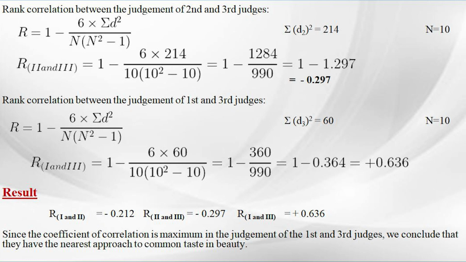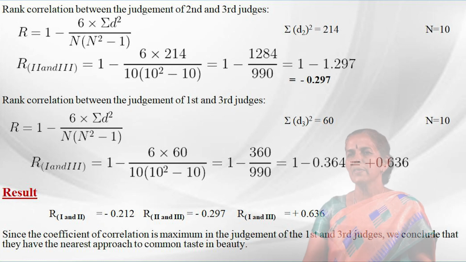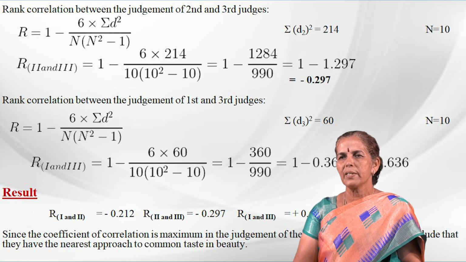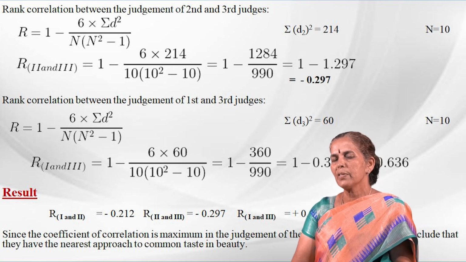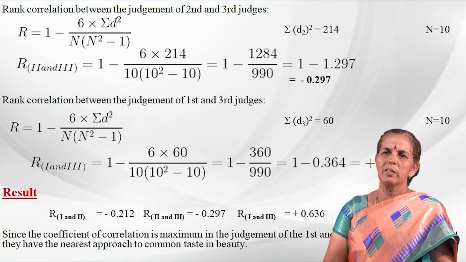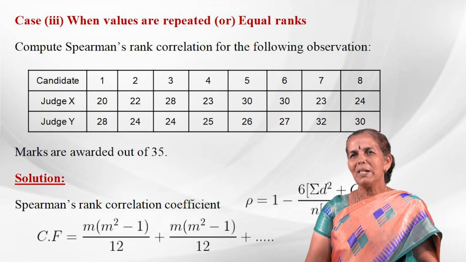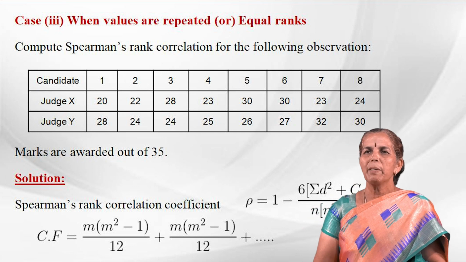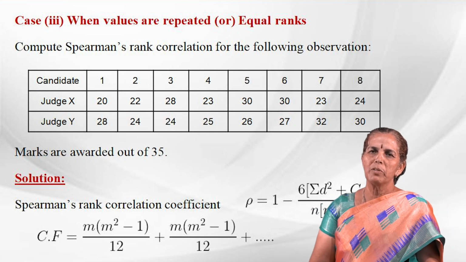Comparing these three values, the first and third judges have a positive value, 0.636. Therefore, we say that the first and third judges have common taste in beauty. Now, when the values are repeated or have equal ranks, compute the Spearman's rank correlation for the following observation.